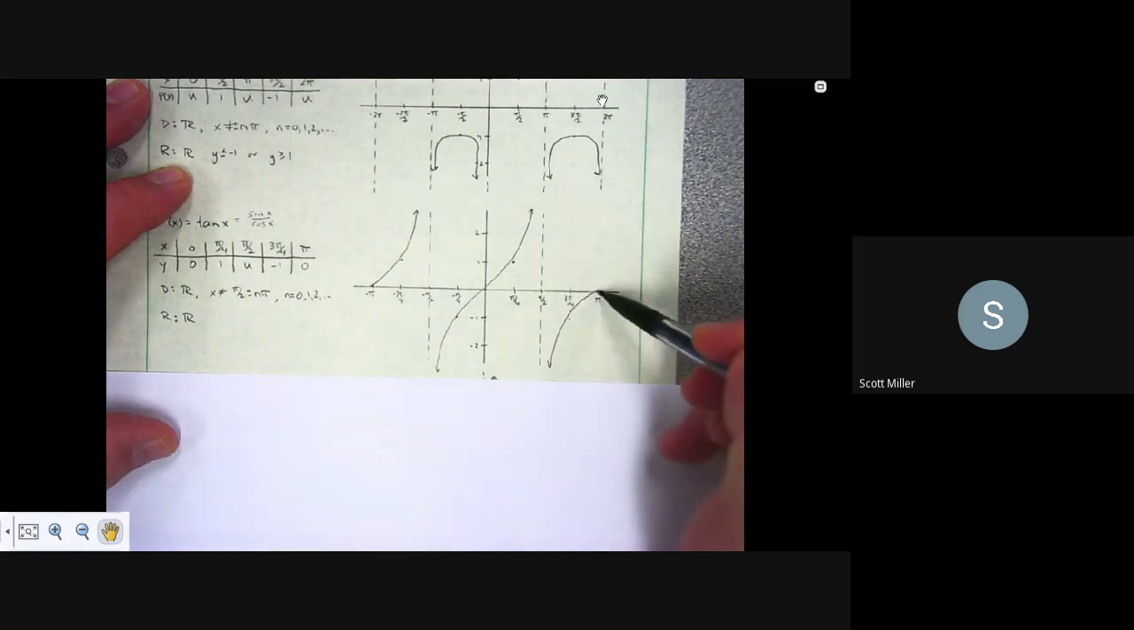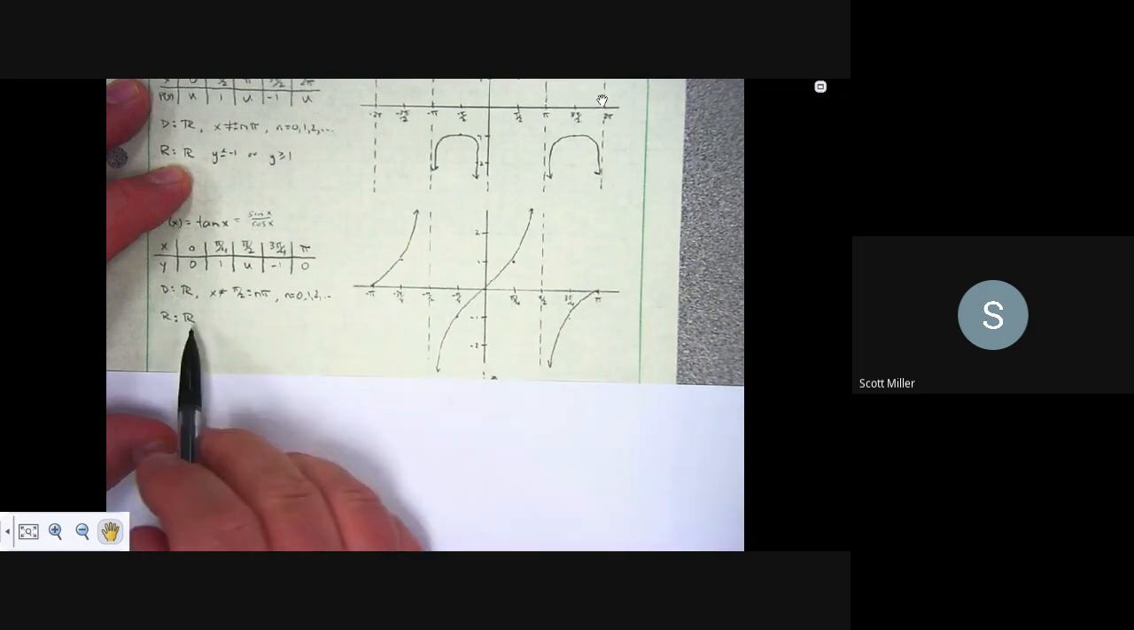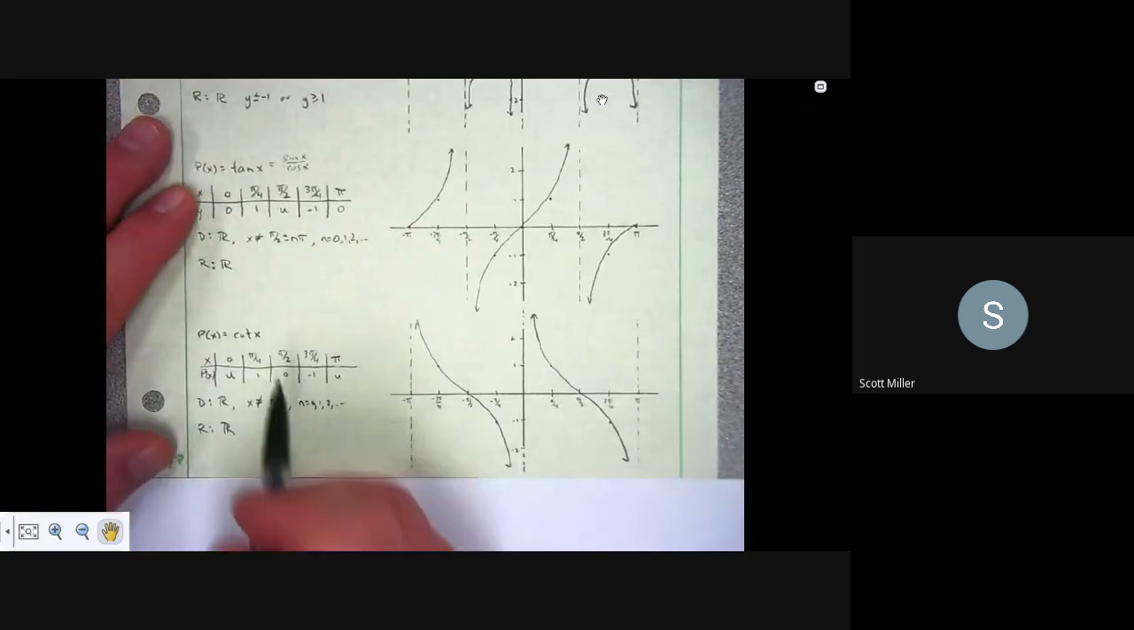Okay? And this is the bottom half, this is the top half. This is kind of separated, so it's in the same window, in a standard window. Okay? The range is all the real numbers work. And the cotangent is very similar. It just goes in the opposite direction like that.